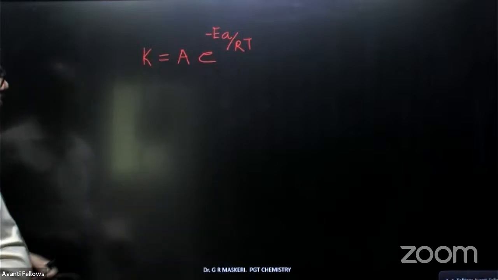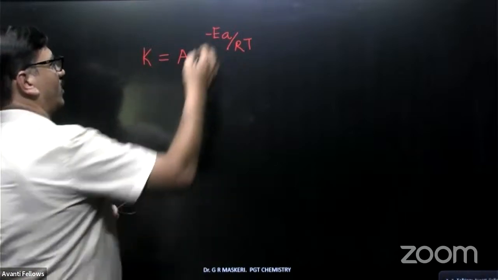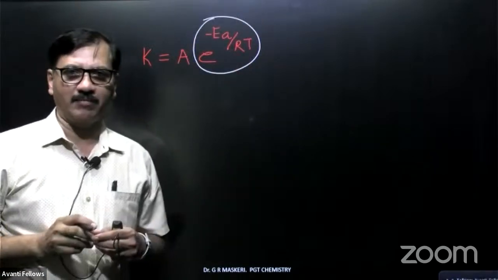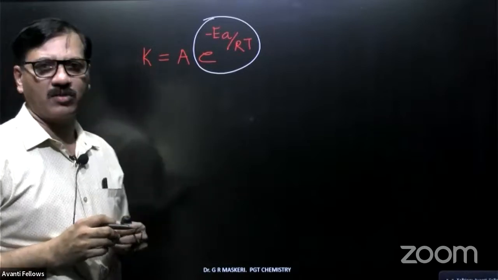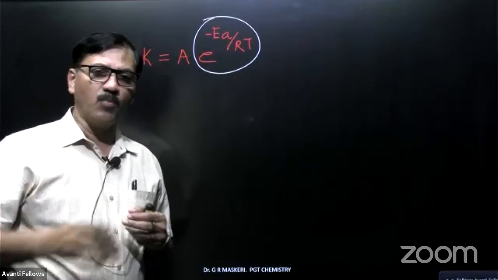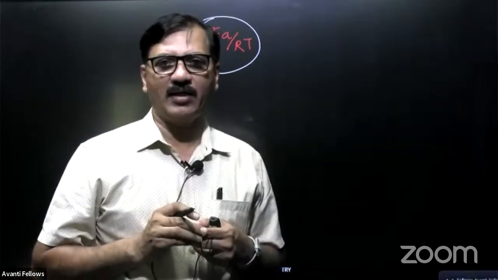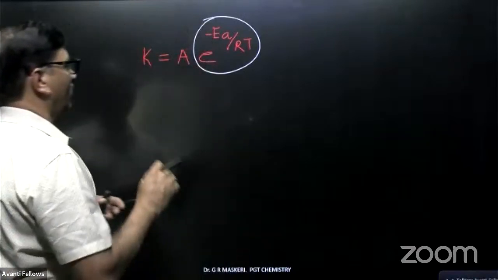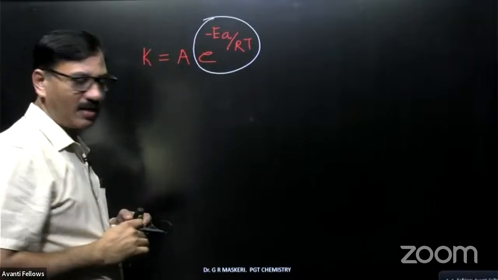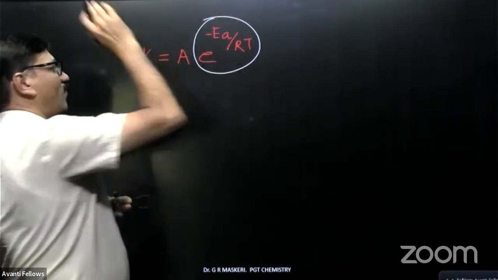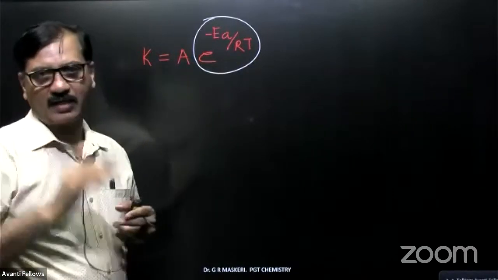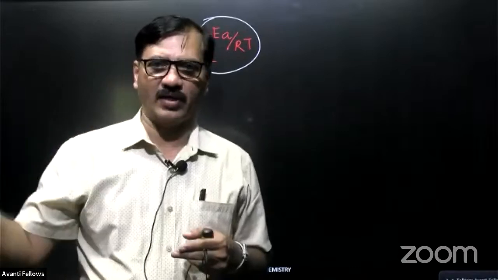Okay. Now, what is this e to the power minus EA by RT? E to the power minus EA by RT is the fraction of molecules having energy more than the activation energy. Therefore, K is a rate constant. It varies with temperature. As temperature is increased, this value increases. Therefore, K value increases. A is a frequency factor, constant for a particular reaction. For different reactions, A value is different.